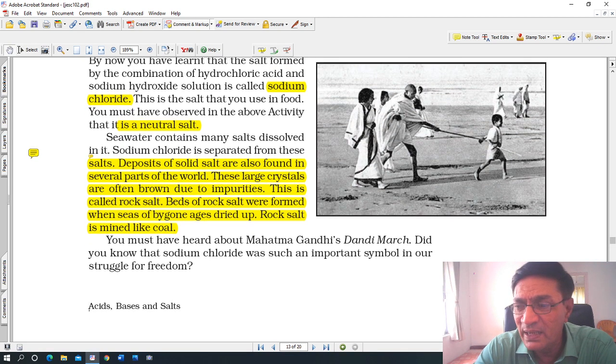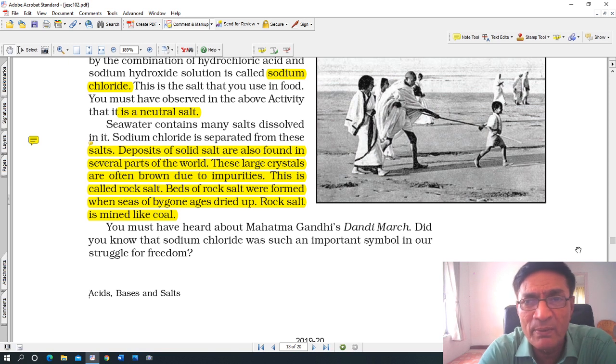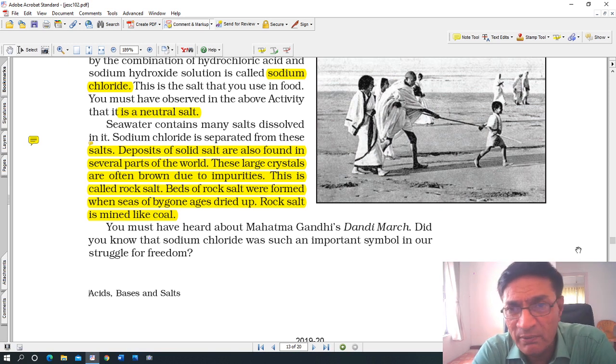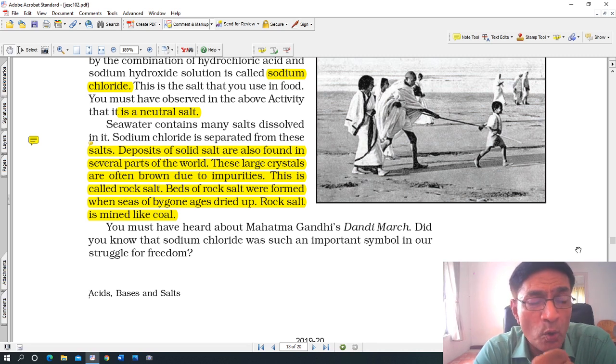You can see the Dandi March. The Dandi March was made very famous by Gandhiji in India's independence struggle. Salt at that time was being taxed by the British government, and salt is so common that every household needs salt, and salt should never be taxed, especially with high taxation.